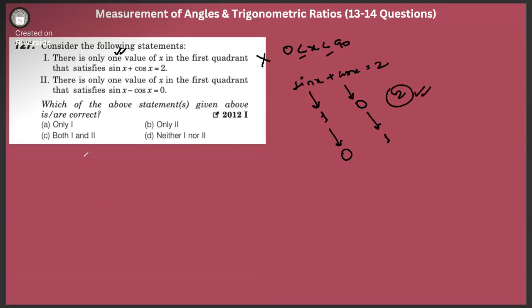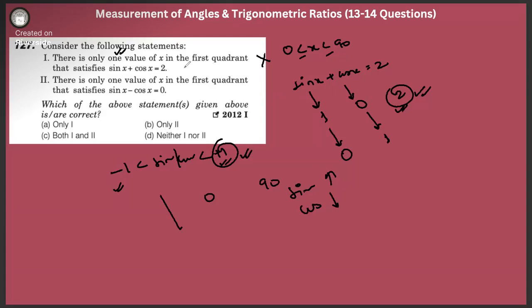2 is not possible. We know that the value of sine and cos lies between minus 1 to 1. And since both are complementary, if one is increasing from 0 to 90, how exactly does it work out? One second. From 0 to 90, sine is increasing, and cos is decreasing. In order to have 2, we need both of them to be 1, and that is not possible. If one is increasing, the other will decrease. So over here, 2 is not possible.